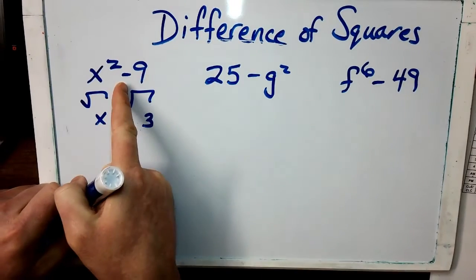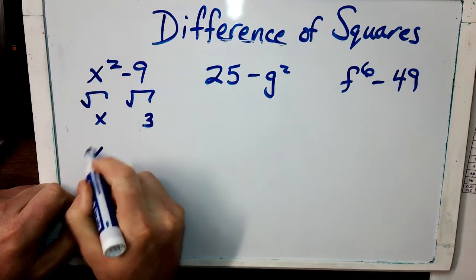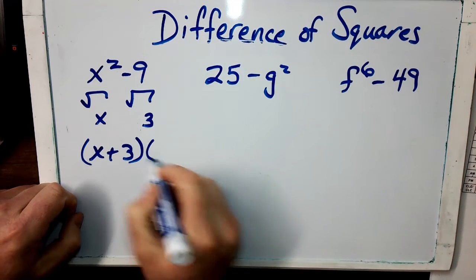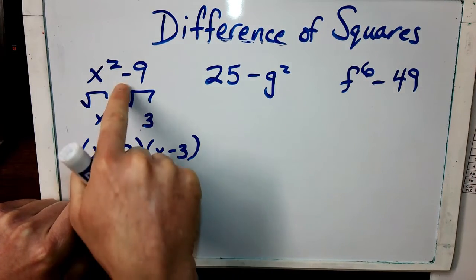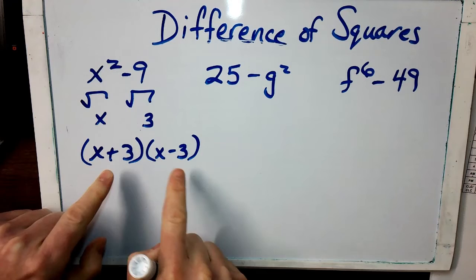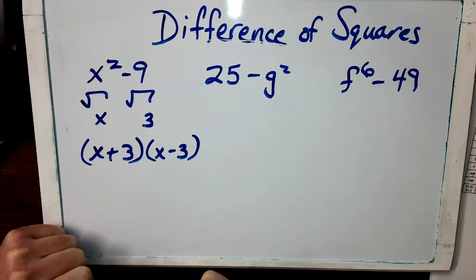Now the only way we get a negative 9 is x plus 3 times x minus 3. Negative times positive is a negative. The two middle terms will cancel out. We end up with a binomial.